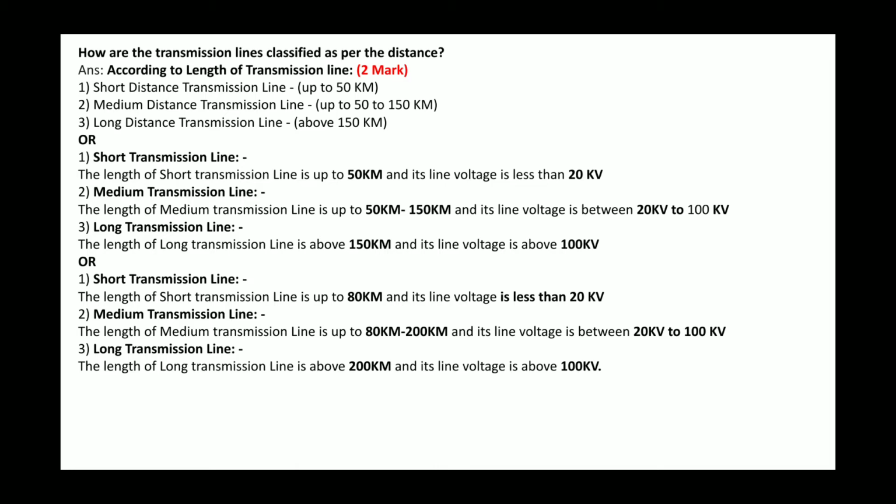The medium transmission line: the length of a medium transmission line is 50 km to 150 km and its line voltage is between 20 kV to 100 kV. And the long transmission line: the length of a long transmission line is above 150 km and its line voltage is above 100 kV. The next is the performance of the short transmission line.